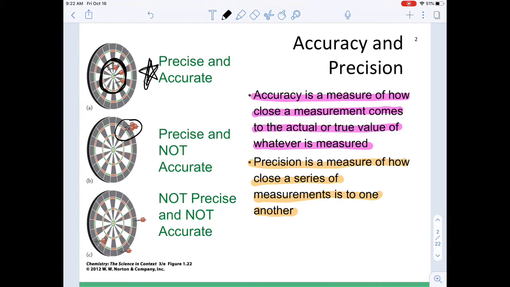For letter B, we have darts that are off to the side here. They're close to each other, but they're not close to the bullseye. Because they're close to each other, this makes them precise. Because they're not close to the bullseye, they are not accurate. And then the last dartboard shows three darts separated. Neither of them are close to the bullseye, so they're not precise and not accurate.